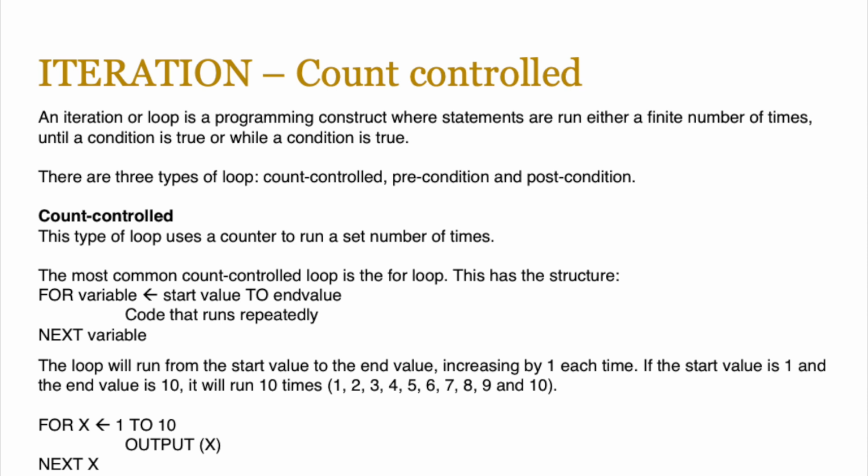So what happens is that when the counter is 1, then it'll output 1. Then it'll go to next x, so it moves the counter to 2, outputs 2, then 3, then 4, then 5, and it'll keep going until it reaches 10. Once it reaches 10, the counter has reached its final condition, it stops.